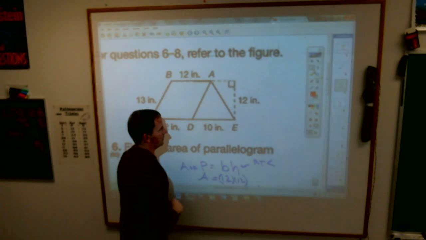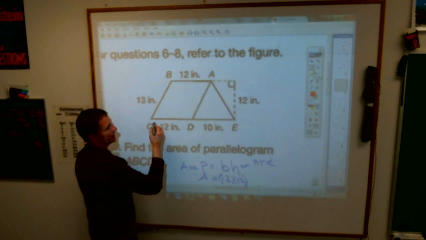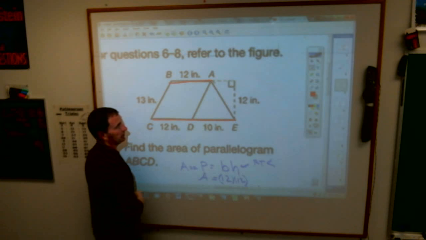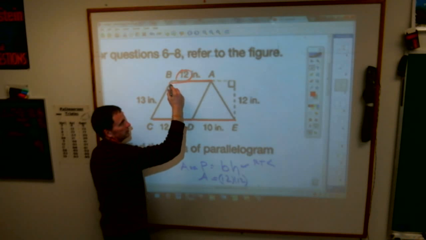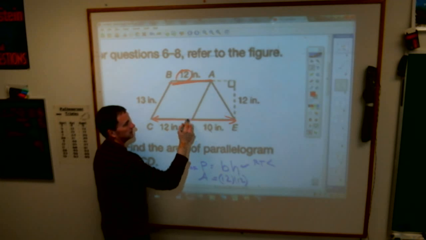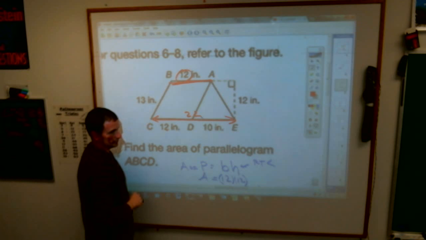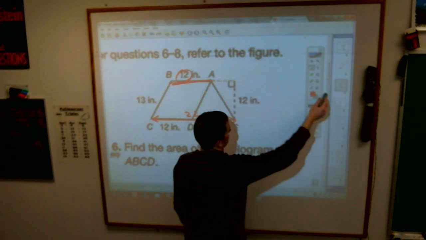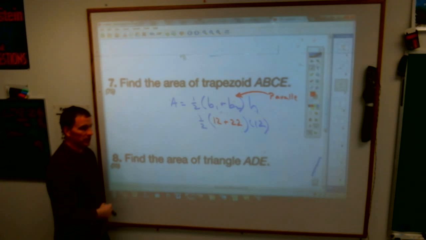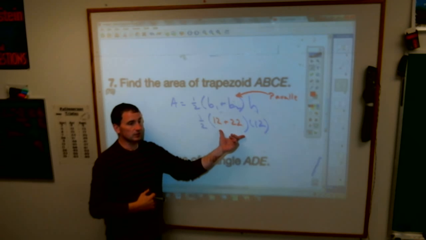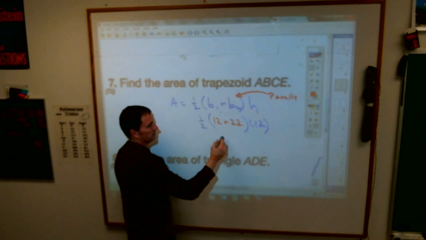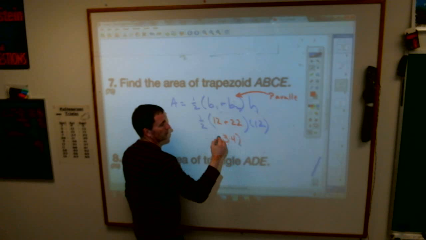The two bases are the parallel lines. This line and this line are parallel. What are the lengths? Well, one is 12 from here to here. The other one from here to here is 12 plus 10, 22. And please note, children, because of order of operations, you have to do this parenthesis first. There are some other things you can do, but it's just smart to do that. This is 34.